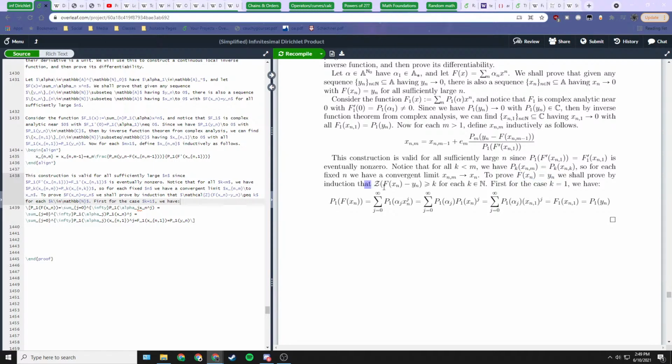Suppose z of f x n minus y n is greater than or equal to k. So for the case k equals 1, p1 of f at x n is the sum of the p1s of alpha j, x n j. And because p1 is a multiplicative function, this is p1 alpha j, p1 x n power j, but p1 of x n is just x n1, a complex number, so it's x n1 power j. But this is f sub 1 at x n1, and x n1 were specifically selected so that this is p1 of y sub n. So p1 of f at x sub n equals p1 of y sub n. So this proves the base case.